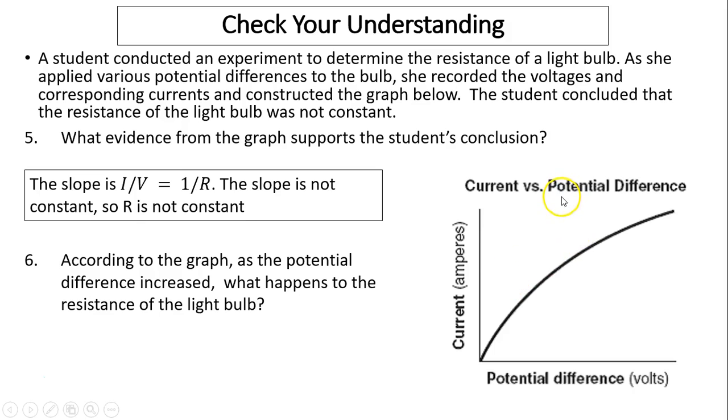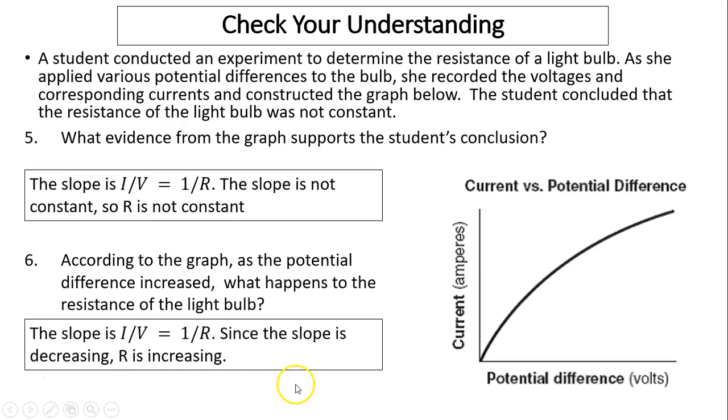Let's see, this is current versus potential difference. So the slope indicates 1 over R. As you can see, 1 over R is decreasing because the slope is getting smaller and smaller. If 1 over R is decreasing, that means R has to increase. What happens to the resistance of the light bulb? R increased.